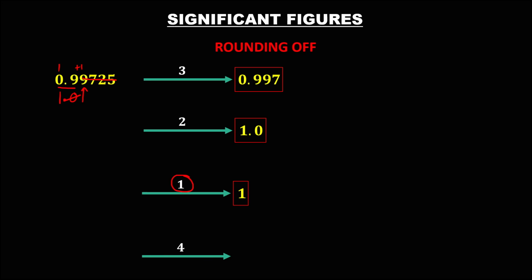Then for this given, 4 significant figures, these are the 4 significant figures. Then we need to drop this decimal. Since this one is 5, therefore plus 1. So this becomes 3. So this is 0.9973.